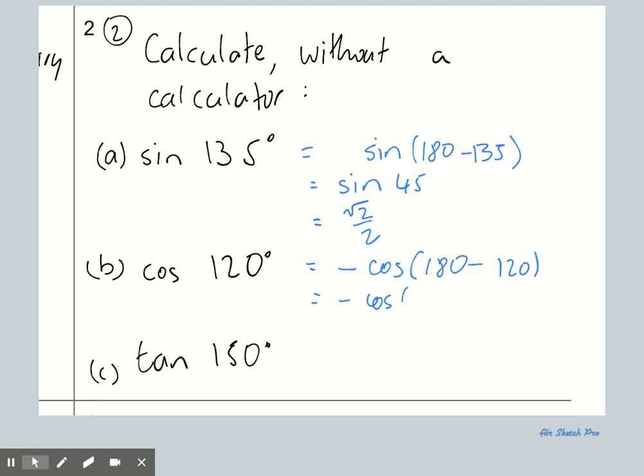Cos of 60. And what's the cos of 60? Without looking at your table, anyone can tell me? Half? Negative a half. So it's negative a half then. Okay. Is that all right? So again, that visual I think is better than CAST in a way, because you're continually reminding yourself why it is as it is.